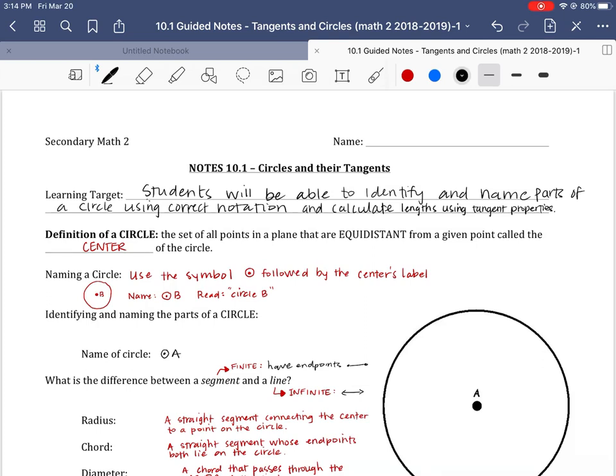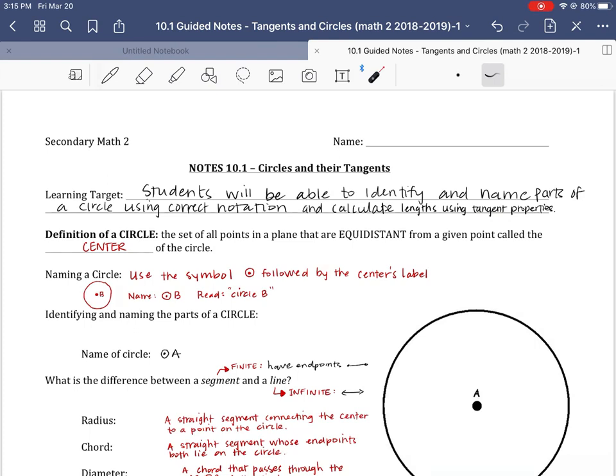So our learning target for today: students will be able to identify and name parts of a circle using correct notation. That correct notation is going to be really important for you to understand moving forward. And then calculate lengths using tangent properties. So we'll talk about what tangent means, not related to our triangles.